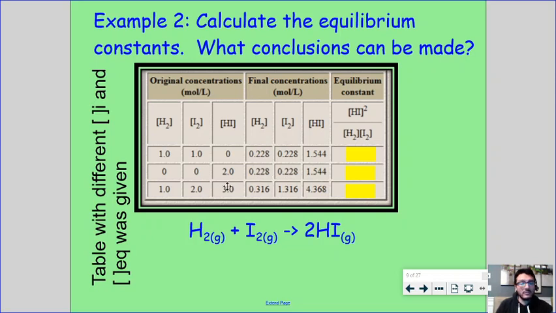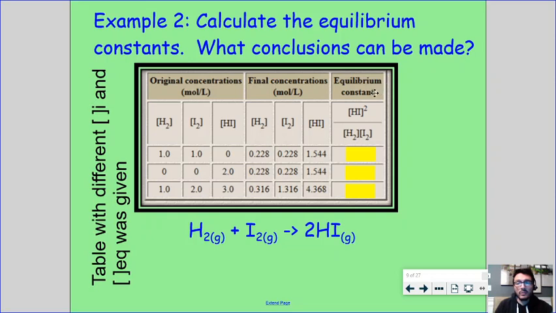Now completely change the situation. You have 1 mole per liter of hydrogen and 2 moles per liter of iodine gas, and 3 moles per liter of our product hydrogen iodide. Put that in the same conditions and let it react, you get these different concentrations.